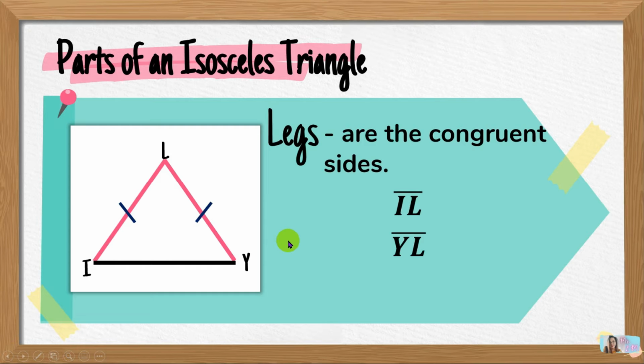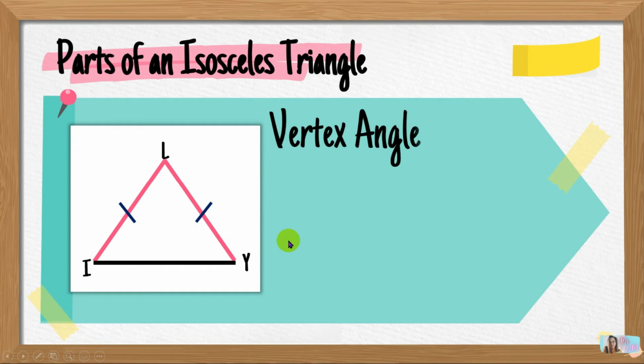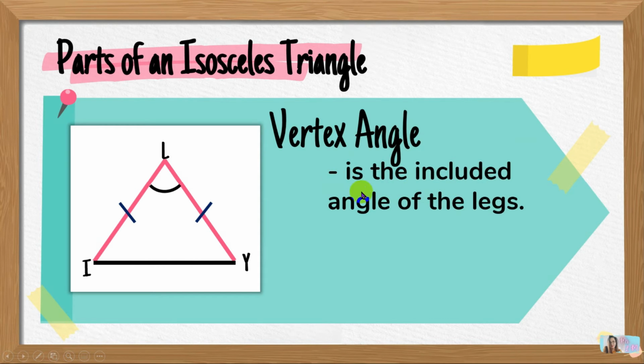Okay. Another part of the isosceles triangle is the vertex angle. So, kailan naman natin mahahanap or matatawag na vertex angle yung angle na pinapakita? So, vertex angle is the included angle of the legs. So, we have leg IL, leg YL. Alin ang included angle nila? That is angle L or angle ILY. Pwede rin siyang YLI as long as yung L yung nandun sa gitna. Tandaan, vertex angle is the included angle of the legs.